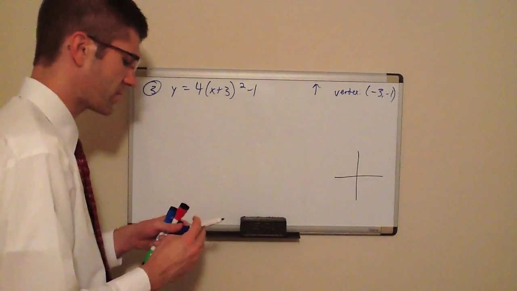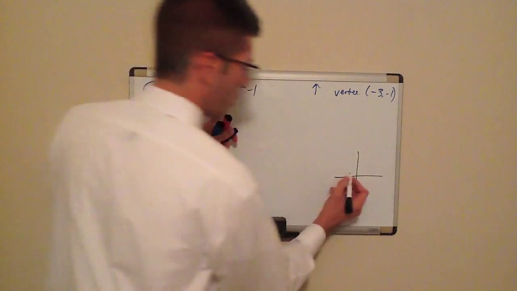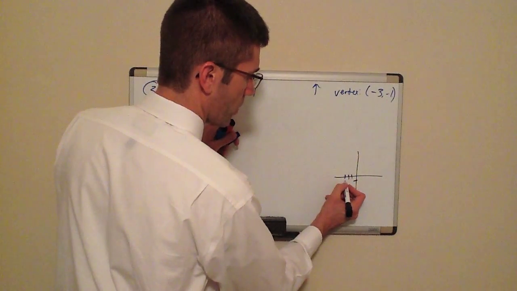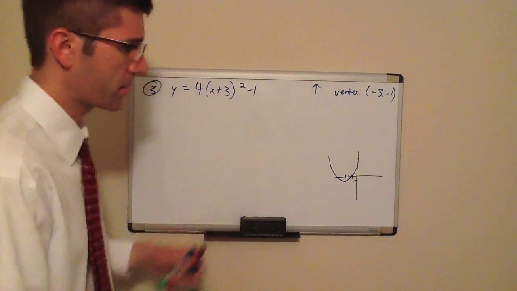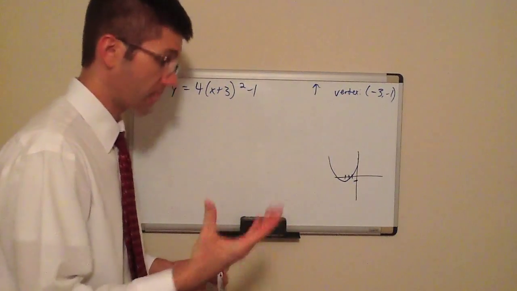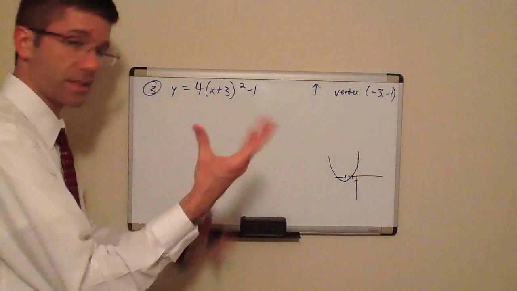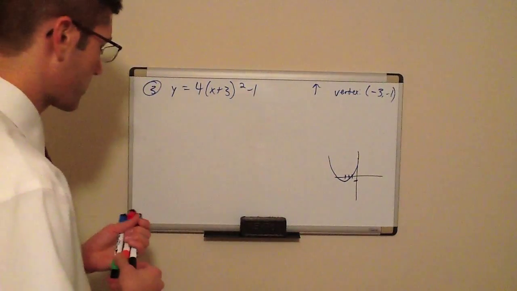So when we graph it, we're going to go to -3, -1, and we're going to graph a parabola that opens up. Now, how steep do I make it? That's up to you. I'm not going to be too picky about that sort of thing. Mine is probably not the correct steepness. Actually, mine is definitely not the correct steepness. But it's the general shape that we need. Okay? Let's start finding some other stuff.